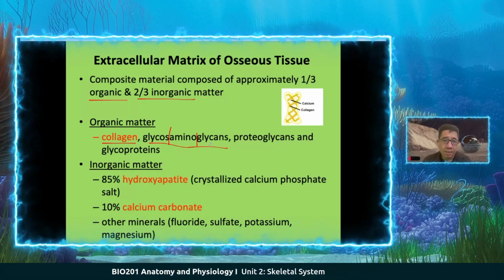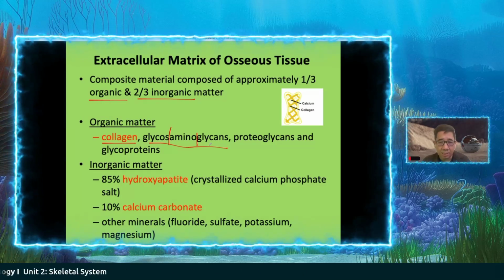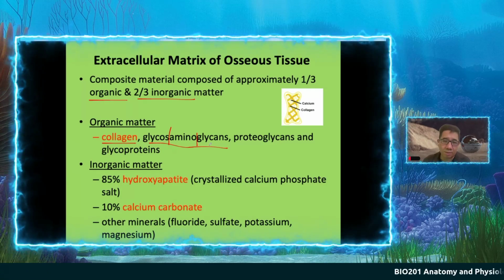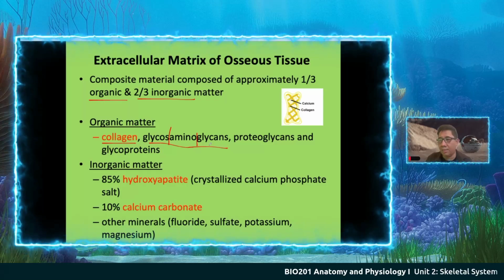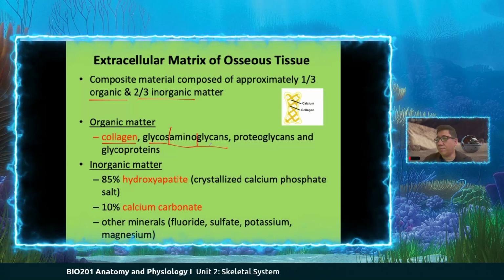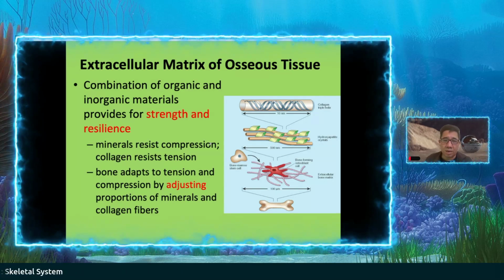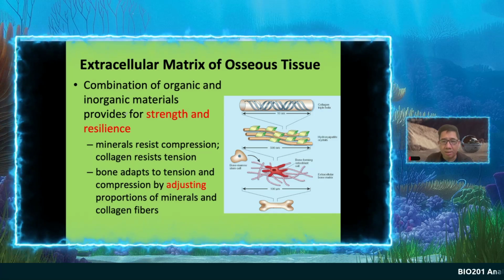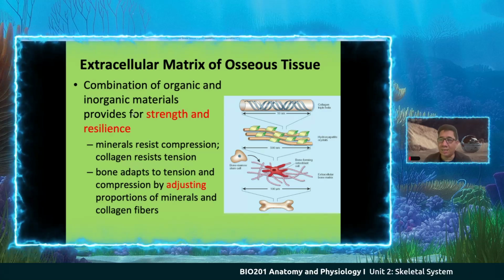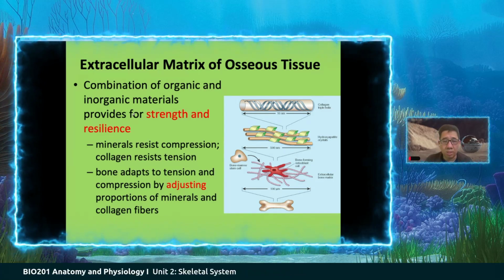You also have inorganic matter. 85% is hydroxyapatite, the crystallized calcium phosphate, and then 10% is calcium carbonate. That's the inorganic part of your osseous tissue. The combination of your organic and inorganic matter helps strengthen your bone and make it more resilient, and this has been shown through several studies.